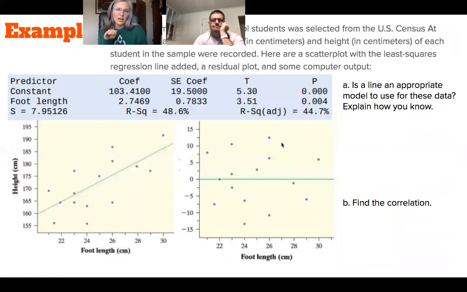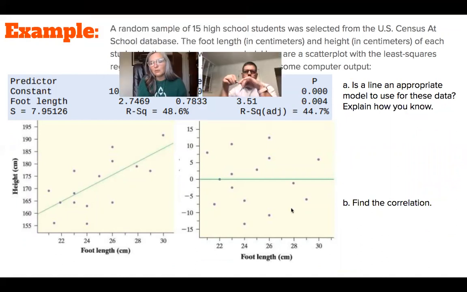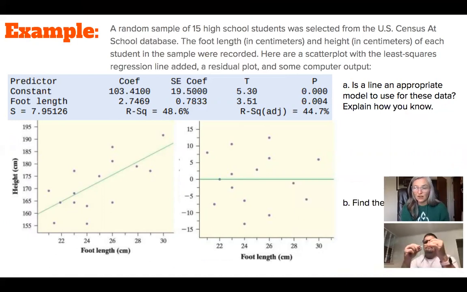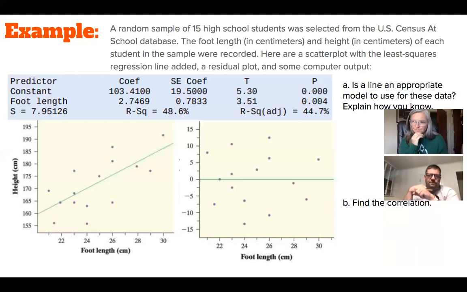This, what you're seeing right now, is a computer generated output. This is the most common way you're going to be given information in terms of this bivariate data linear modeling. Statisticians use specific software for this kind of activity, so you would learn that if you pursued a statistics major. But we don't ask you to do that.